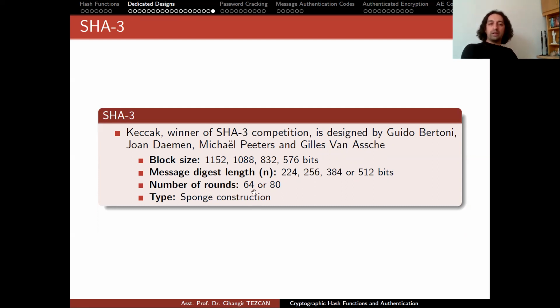It has a number of rounds of 64 or 80, again, depending on this message digest length. But now it is no longer a Merkle-Damgard construction. It is a sponge construction. Remember the picture I showed you about sponge functions. Here, they are actually performing a sponge operation. And this is why SHA3 is very different than the previous hash functions. It is no longer a Merkle-Damgard construction.